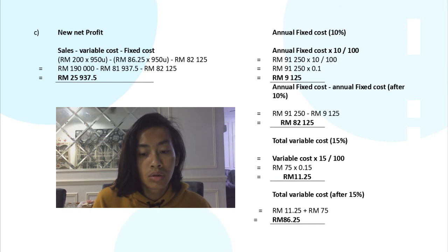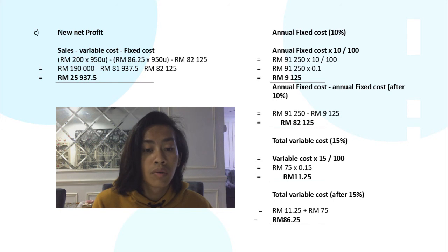So total variable cost after 15% will be 11 ringgit and 25 cent plus 75 ringgit. So the total will be 86 ringgit and 25 cents. So our last step is we just put the sales. So the sales is RM200 times 950 unit minus variable cost.